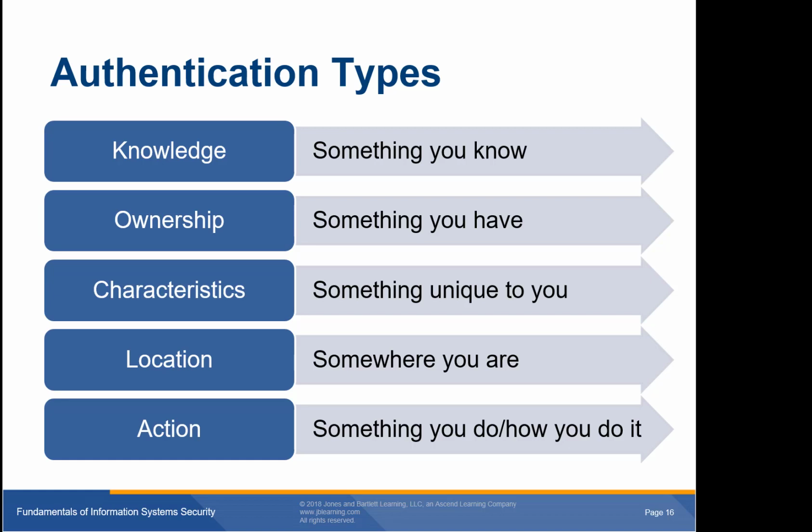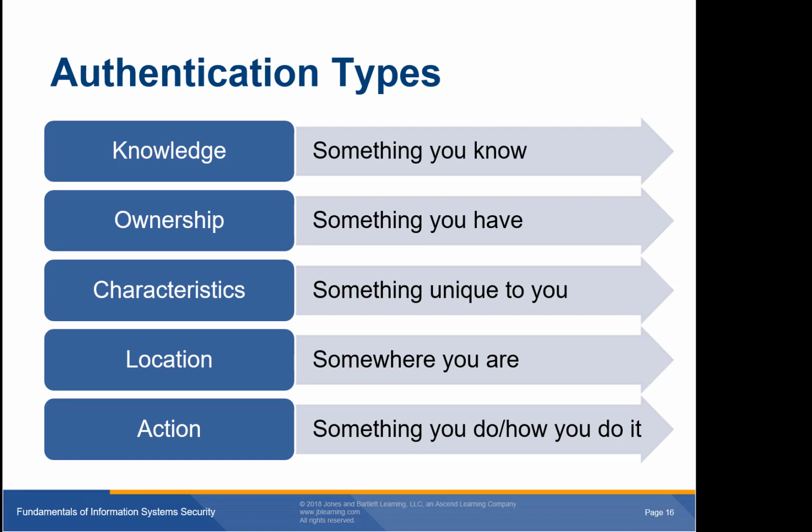There are 5 types of authentication. You have knowledge, which is something you know, such as a password, passphrase, or a personal identification number. You have ownership, which is something you have, such as a smart card, key, badge, or token. You have characteristics, some attribute that is unique to you, such as your fingerprint, retina, or a signature. Since the characteristics involved are often physical, this type of authentication is sometimes defined as something that you are. Next, you have location, somewhere you are, such as your physical location when you attempt to access the resources. And last is action, something you do or how you do it, such as the way you type on a keyboard.